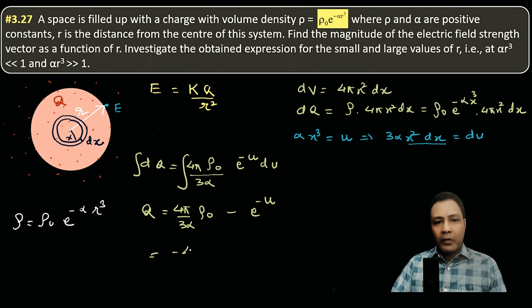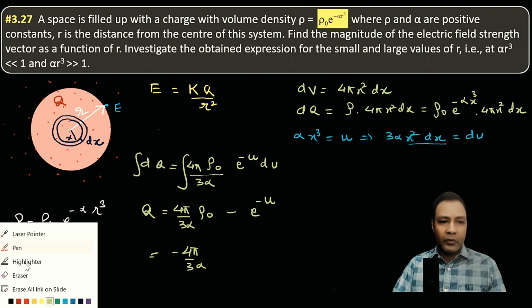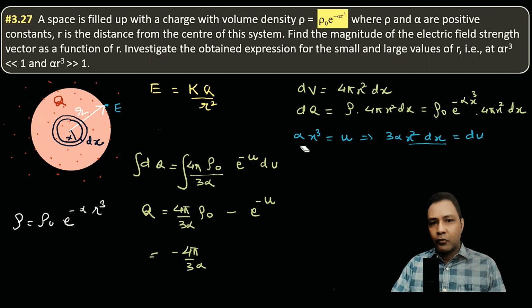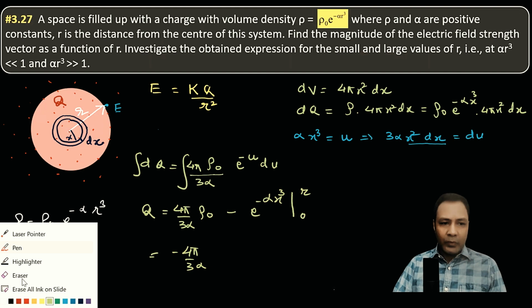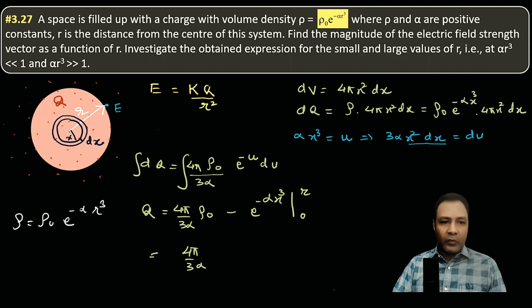So minus 4 pi by 3 alpha. I can put the value of u here only, right? Because I assumed u to be alpha x cube. So in place of u, I can put alpha x cube, and now I can put the limit here. The x will go from 0 to small r. So if I put the upper and lower limit, we are going to get 4 pi by 3 alpha rho naught, and that will be 1 minus e power minus alpha r cube. So this is the total charge.